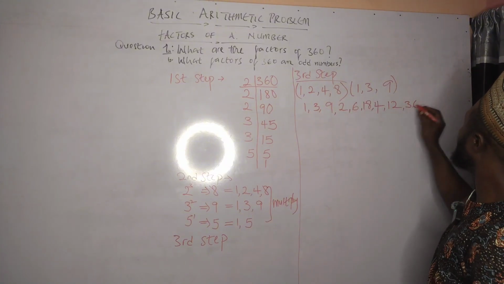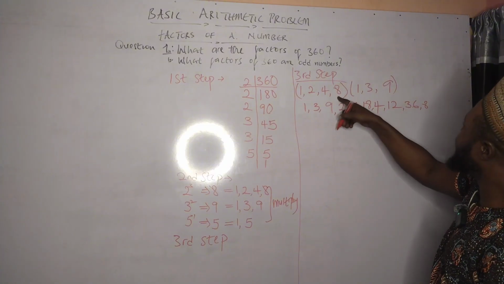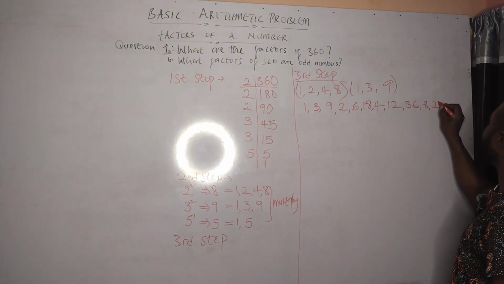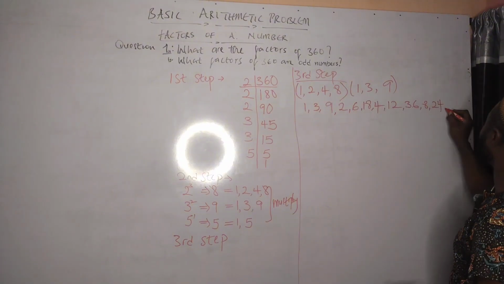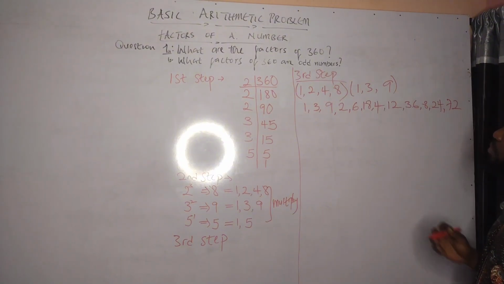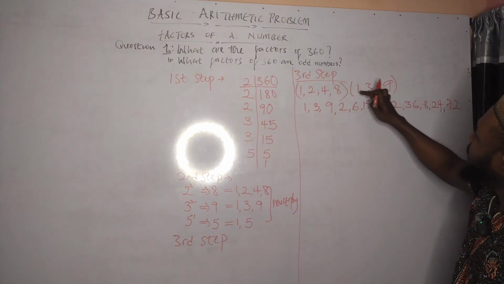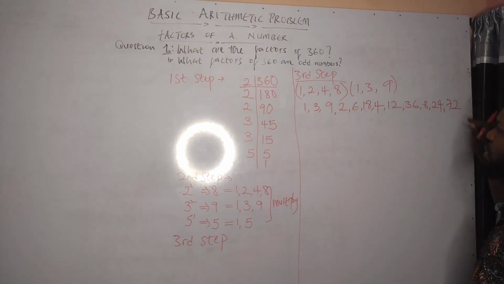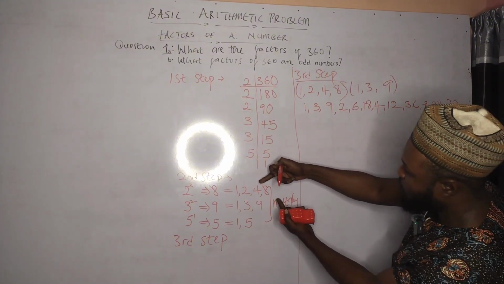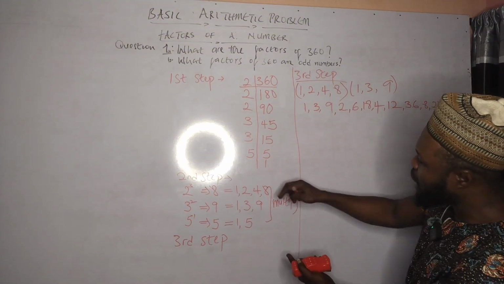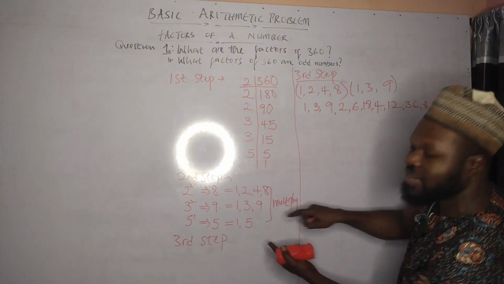8 times 1, we have 8. 8 times 3, we have 24. 8 times 9, we have 72. So when you multiply this number by this number, this is all we are going to get. Now, we have used the first one to multiply the second one. Then we will now use the result of this to multiply this again.